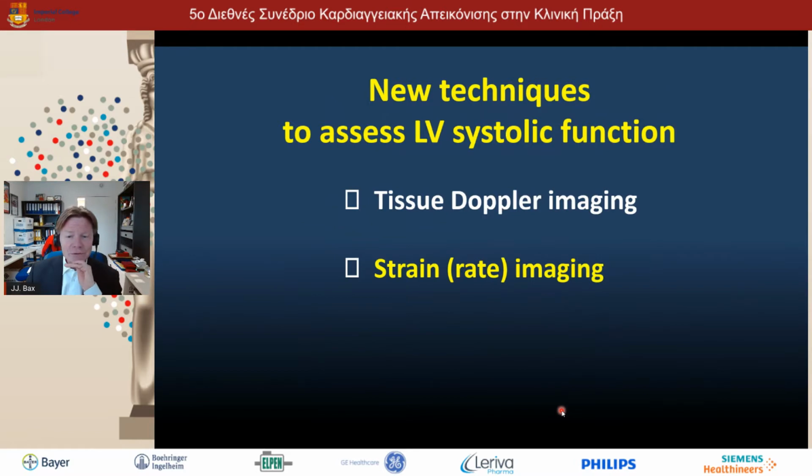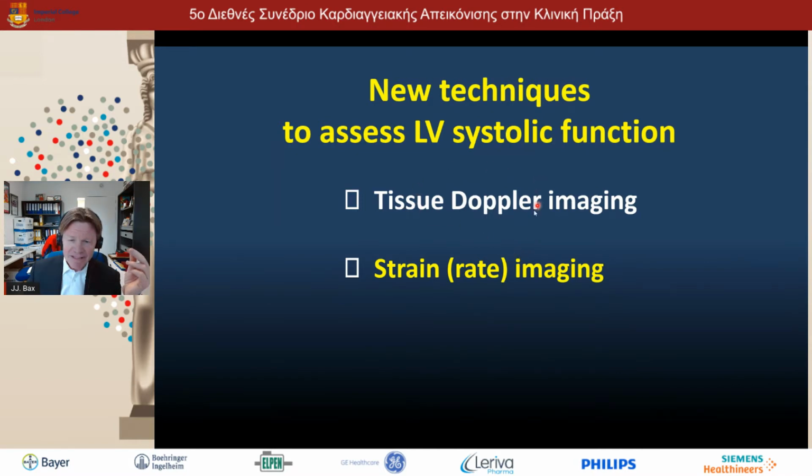So we got these new techniques, and I heard you speak about it already in the previous talk. We got tissue Doppler imaging, which measures the velocity of the myocardium. And then we got strain and strain rate imaging, which is not looking at the velocities, but is looking at the active deformation. What's the difference between these two?